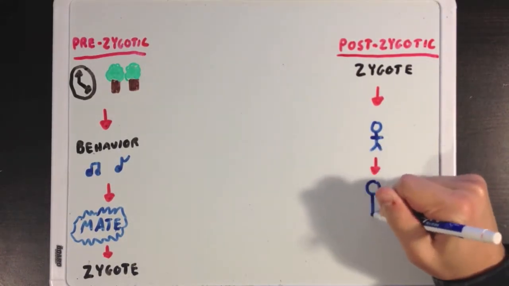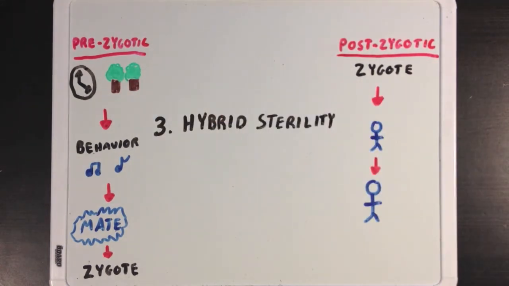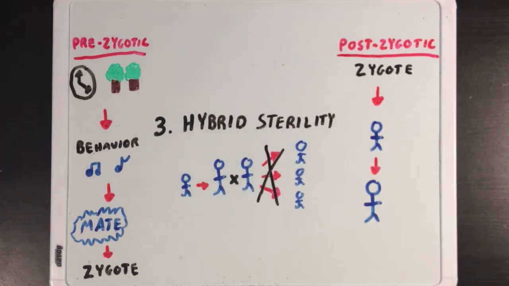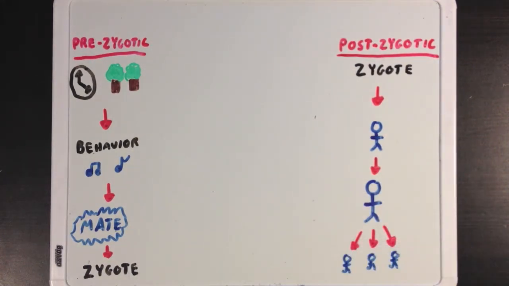Finally, we have the last form of reproductive isolation, which is hybrid sterility. And this is when the offspring can grow into a mature adult, but that mature adult is not able to mate and have offspring of its own. So if two sexually reproducing organisms are not isolated by any of these barriers, then we can generally say that they are members of the same species.